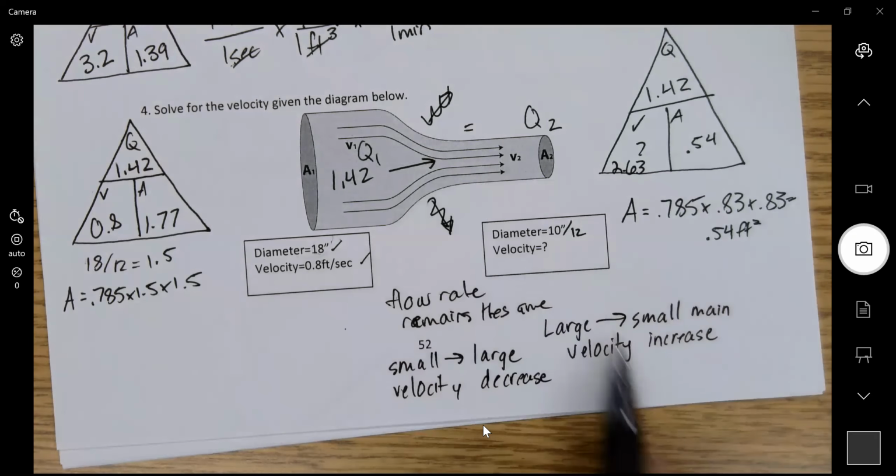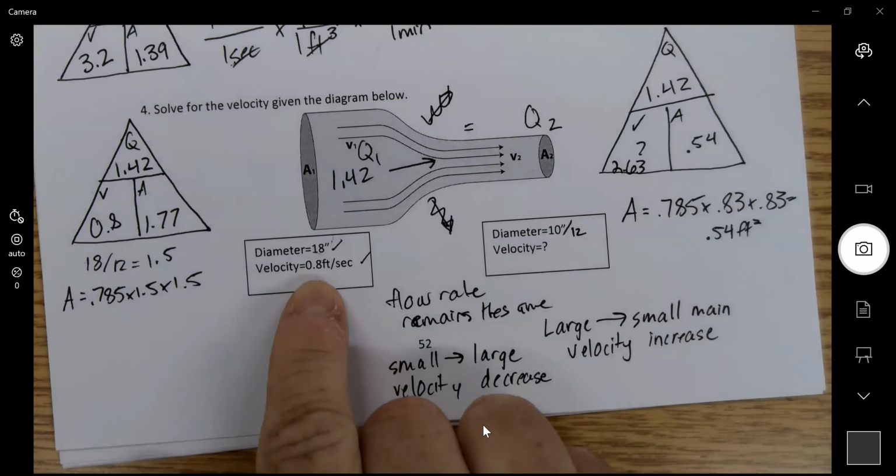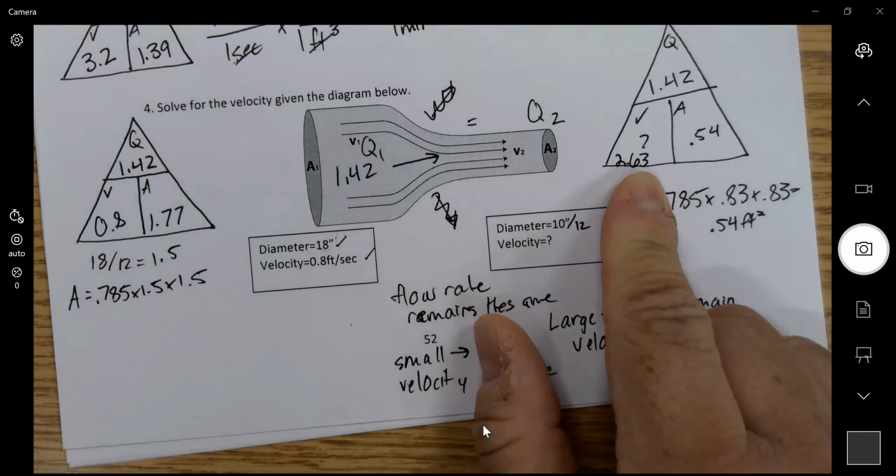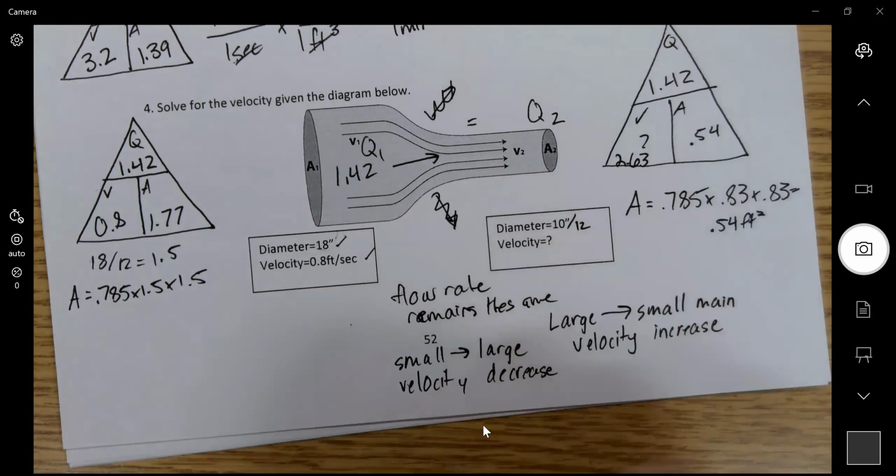And that's how you do those, just like that. The flow rate stays the same in both, and it will increase in velocity. And it's obvious, you can see that 8 inches made that velocity increase by 3.5 times almost from this. So velocity will increase as you go from large to small. If you go from small to large, it will decrease.